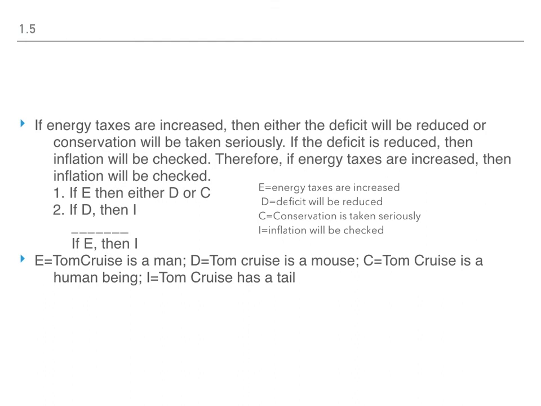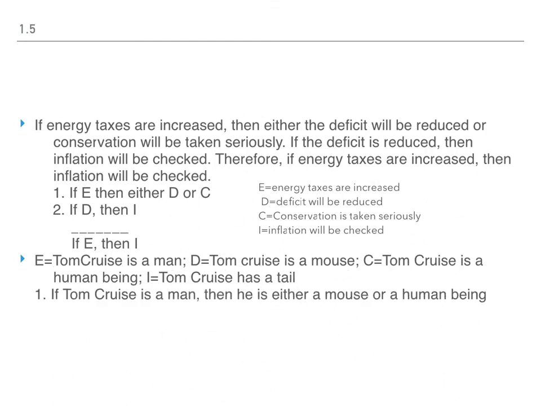Okay, so if we use that substitution instance, remember, I'm not making this stuff up, folks. This comes from the textbook. So if Tom Cruise is a man, then he is either a mouse or a human being. Notice that is a true sentence. It is true that if you're a male, then you're either a mouse or a human being. It's also true, I don't know who Tom Cruise is. If Tom Cruise is a mouse, then Tom Cruise has a tail.